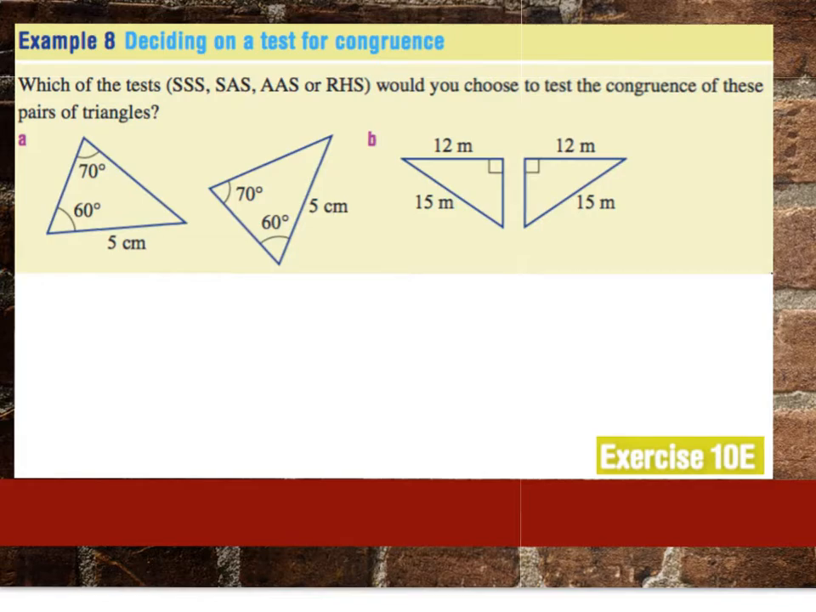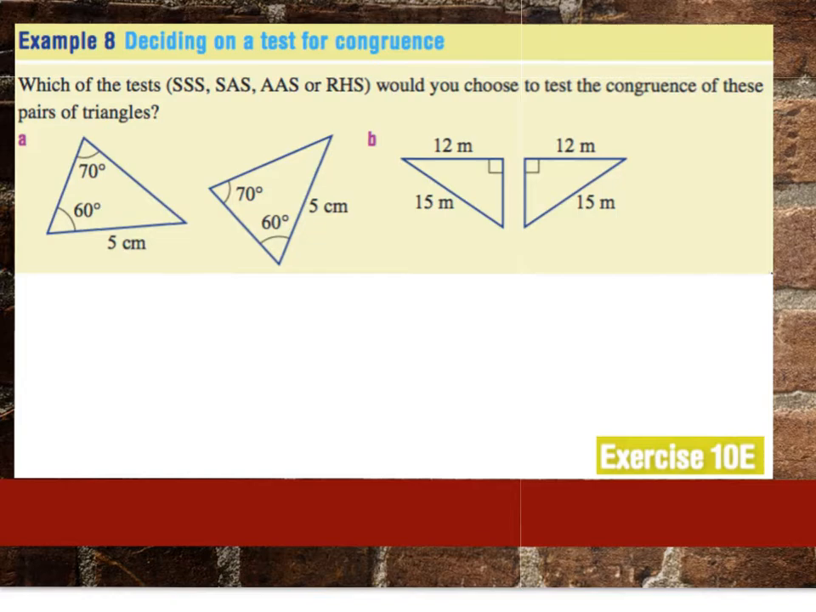Example 6 is deciding on a test for congruency. Now, if they give us 2, I say use colors because that is what we can do. What I'm going to do is mark the things that they've given me that are the same color. So in this case, they say, which of the tests would you choose to test the congruency in?